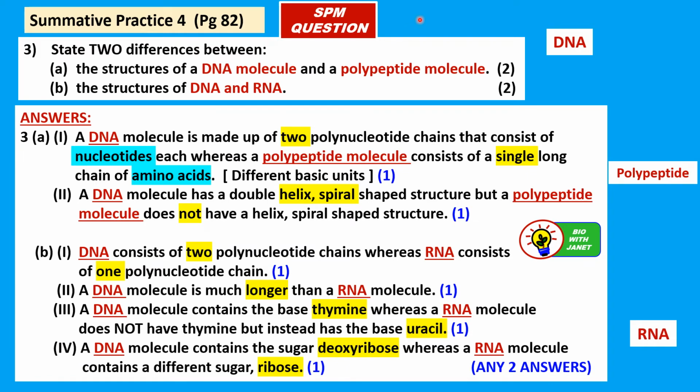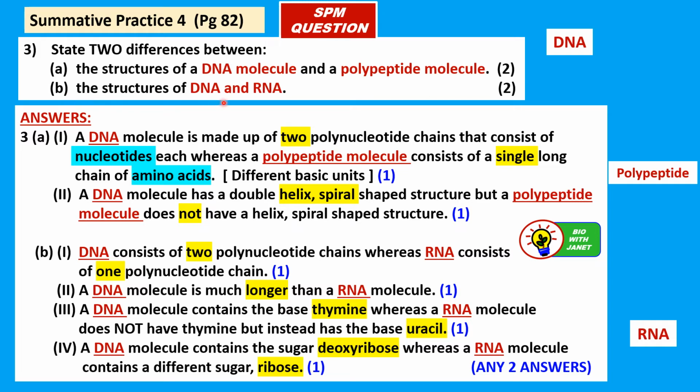Finally, the last question in summative practice 4, page 82. So I've rephrased the question, and it's a similar question. So again, this has been asked in the SPM question before, right? Now, state 2 differences between A, the structures of a DNA molecule and a polypeptide molecule, 2 marks. So each mark is for 1 difference.